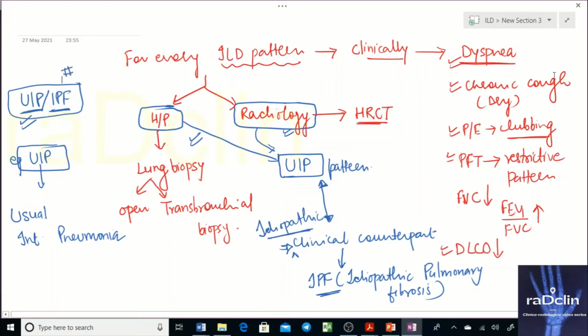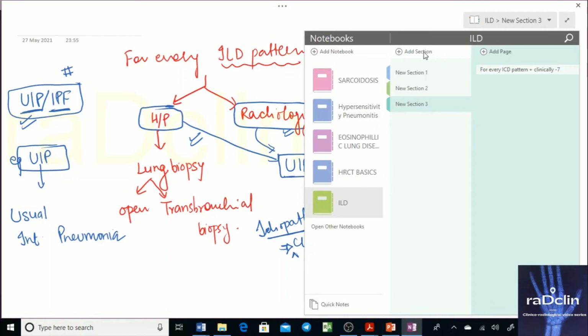So when I classify all those ILDs, or IIPs, I'll give their histopathological and radiological pattern, the term that we use on histopath or radiology both, and the term that is its idiopathic syndrome, its idiopathic clinical counterpart. So there are two terms for every particular ILD that you need to know. Let's move into the classification of ILD.